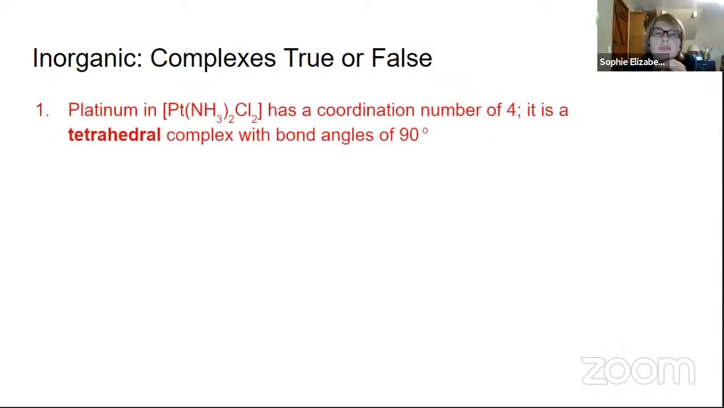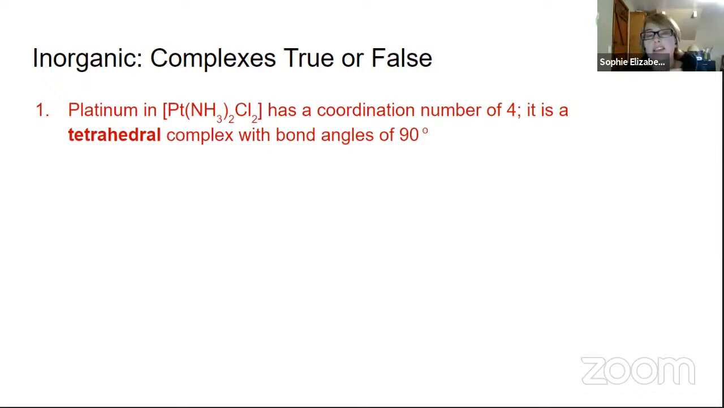First one: platinum in this compound has a coordination number of 4, is a tetrahedral complex with bond angles of 90 degrees. That's false. The reason why is because platinum doesn't like tetrahedral complexes, it only does square planar. So if you have nickel or platinum, it's going to be a square planar complex. It's just something to remember, honestly. But the rest of it is true.